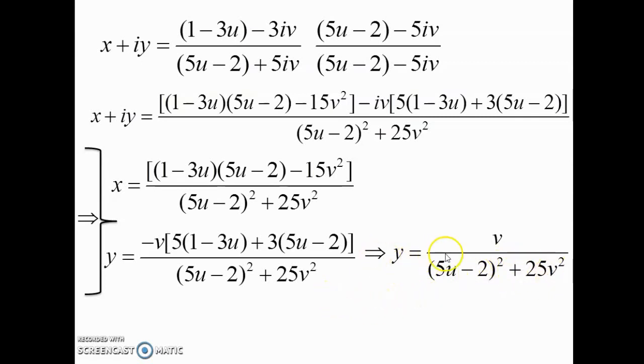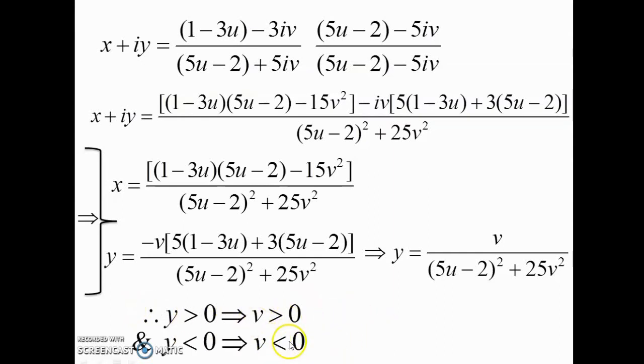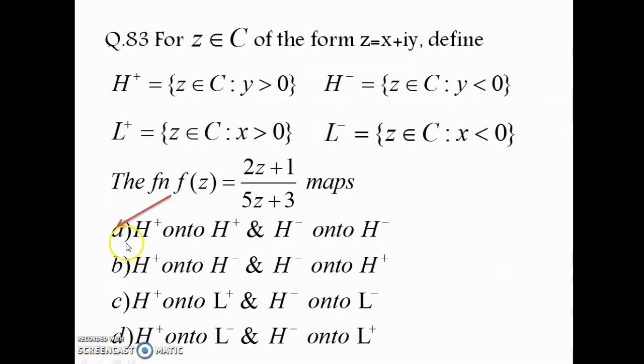So the sign of y depends on the sign of v and vice versa. So y greater than 0 means v should be greater than 0, and y less than 0 means v less than 0. So v less than 0 denotes H minus, v greater than 0 denotes H plus. So H plus is mapped to H plus, and secondly H minus is mapped to H minus. Now we'll go to the options. So our correct option is A.